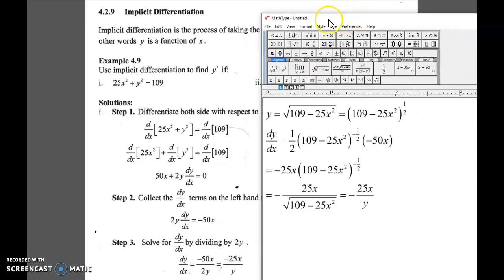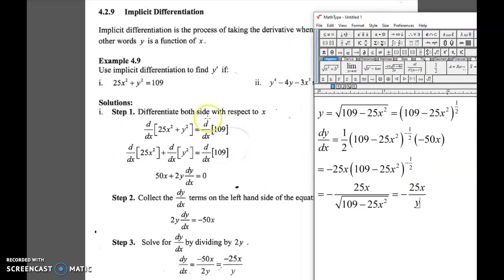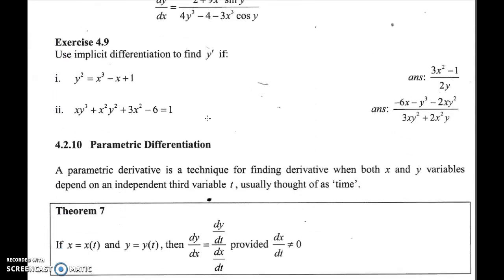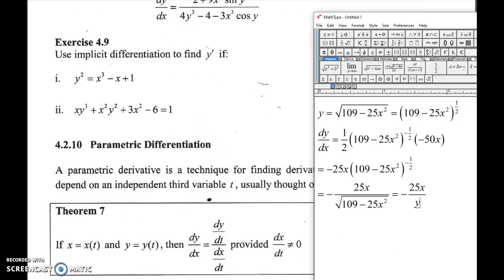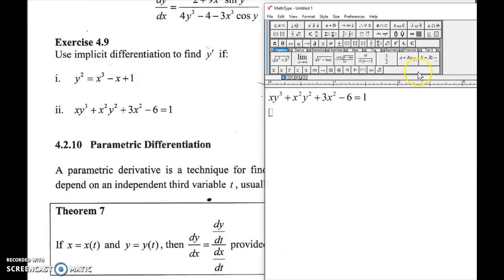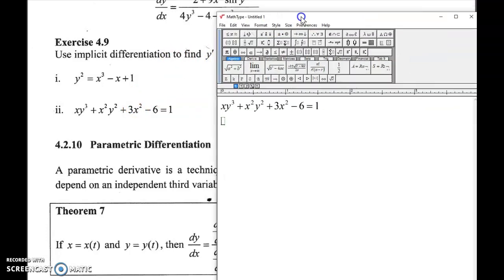Now let's discuss exercise 4.9 here, to see how to conduct implicit differentiation. Let us start with this question, which seems a little more appropriate for us to discuss implicit differentiation as a whole.